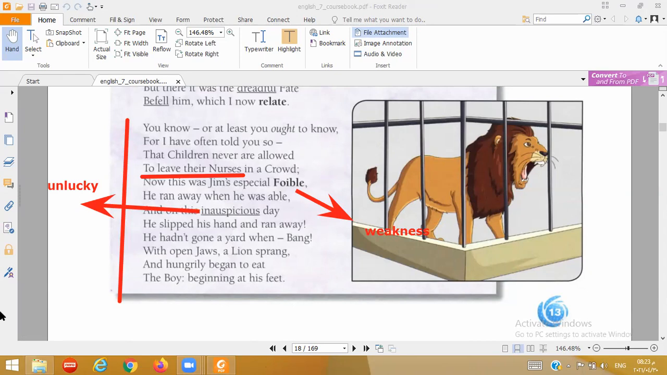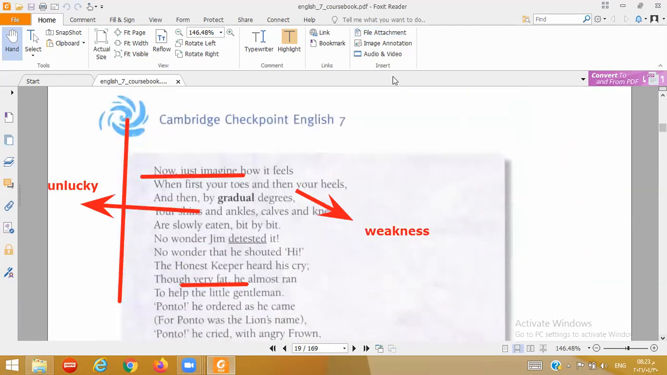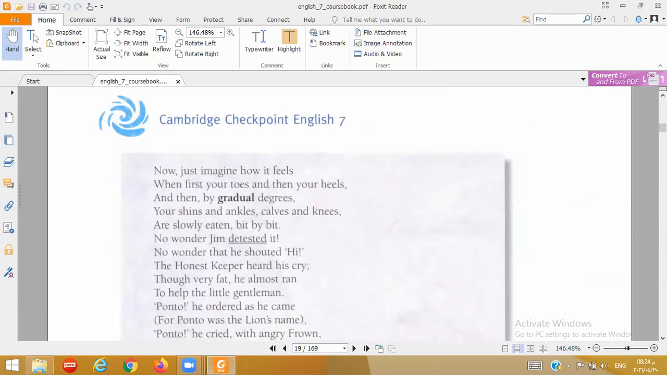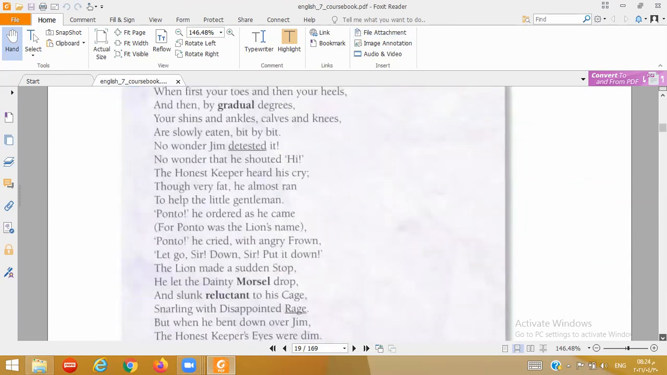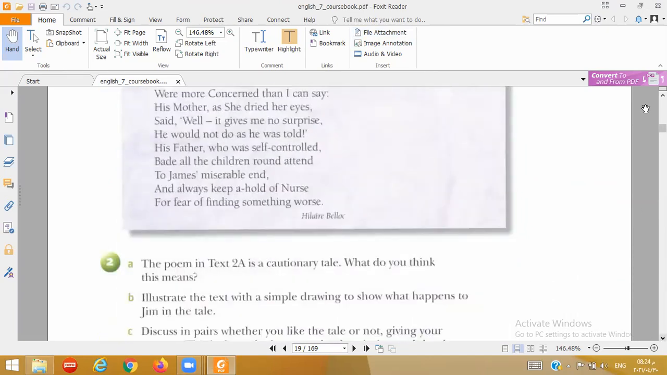Now the boy, Jem, is begging the lion, you know, like please let me go. He's just begging the lion. All right, let's continue the story. We want to see what happened next. Oh, it's a long story, but I love it.